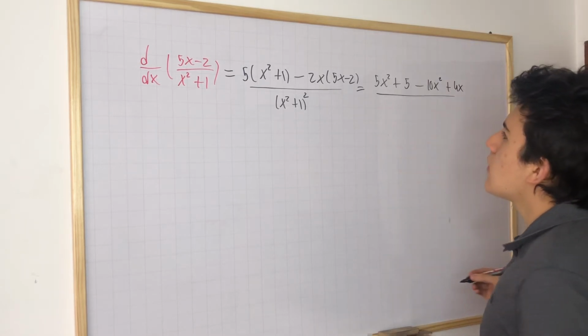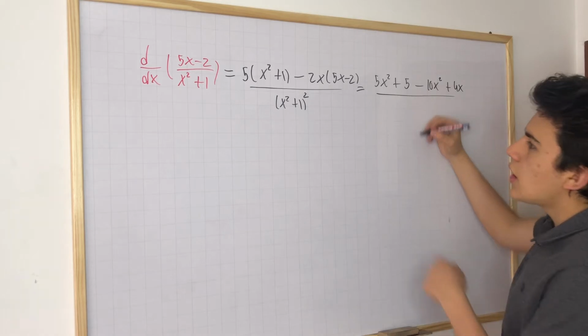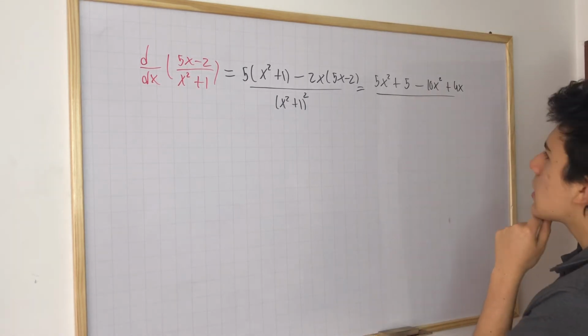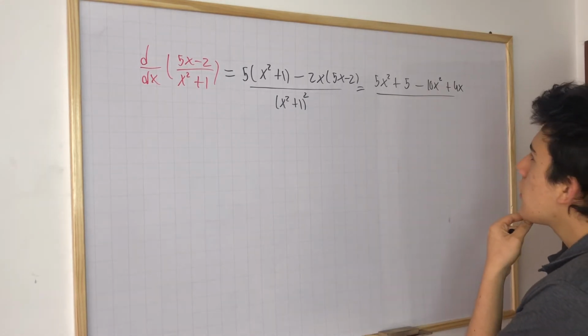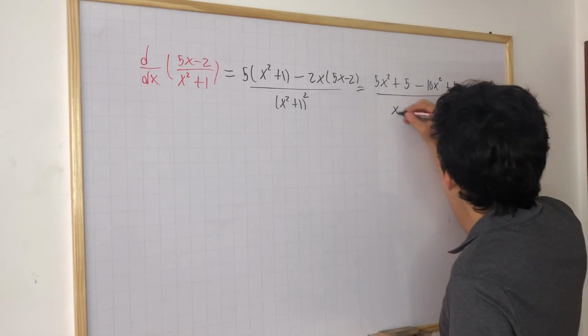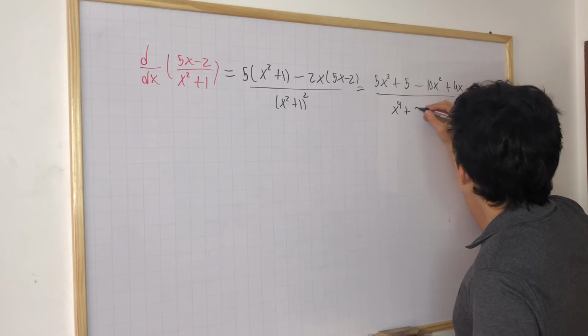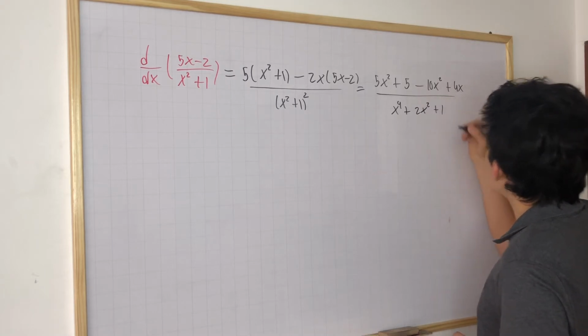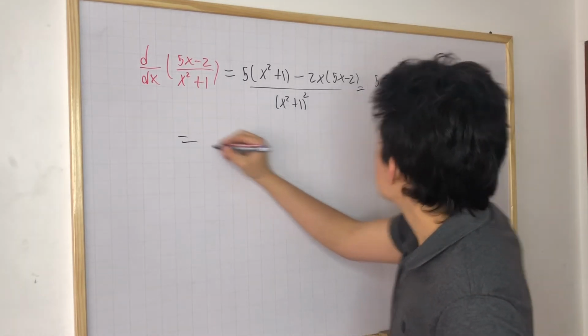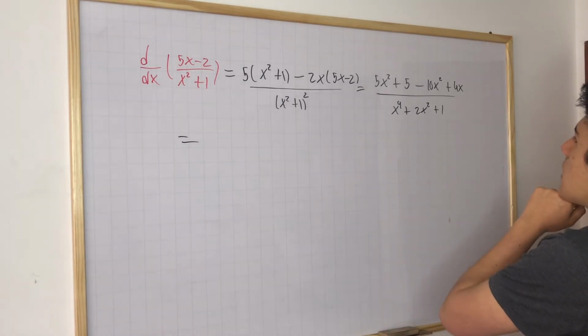All of these divided by... should we expand that out, or maybe we can cancel out some things? And I think we cannot. Nah, let me expand that out. So we're going to have x to the 4th power plus 2x squared plus 1. Let's see if we can cancel out anything from there.